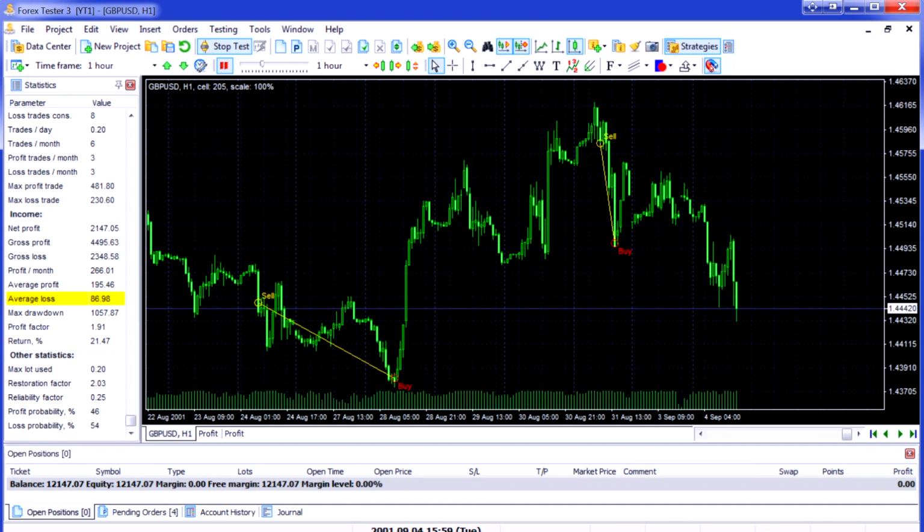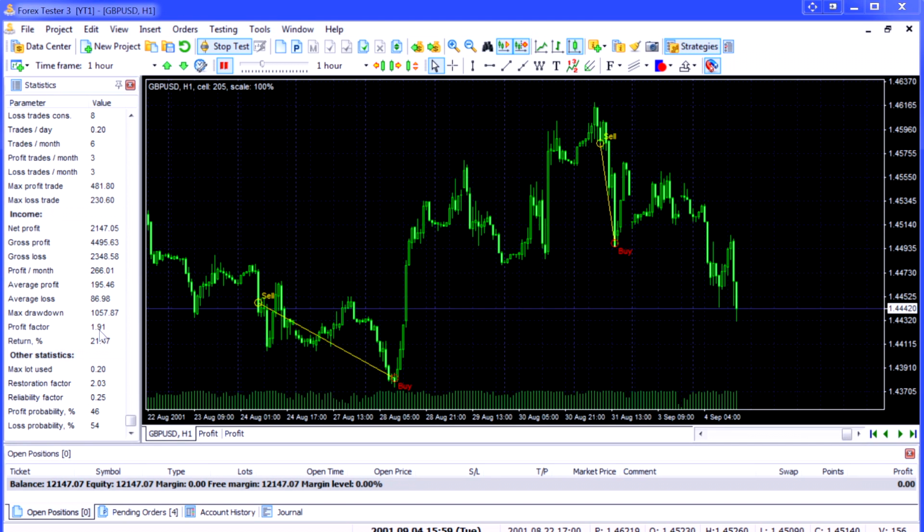Now the next metric we look at is the average win and the average loss. Again, this has been worked out for you. The average loss is $86.98. Average profit is $95.46. The next metric that we look for and use in evaluating a strategy is the profit factor, as you'll recall. Here the profit factor is showing 1.91. Indeed, quite a good profit factor for the testing period that I've just drawn up here.